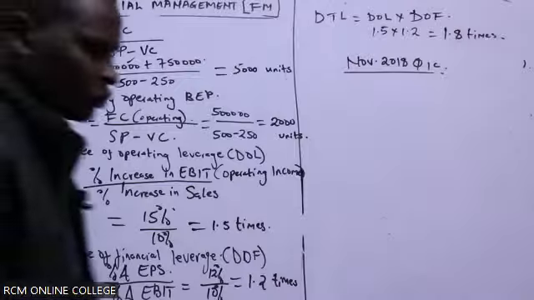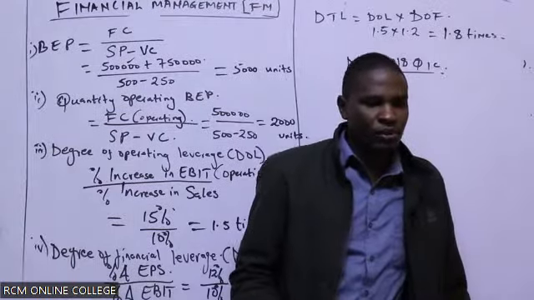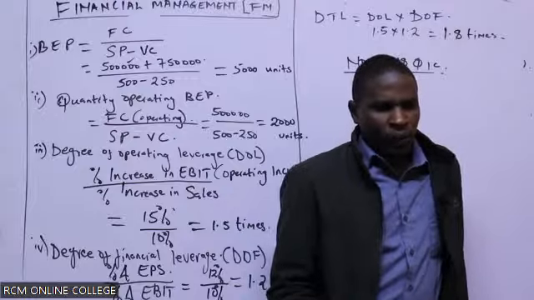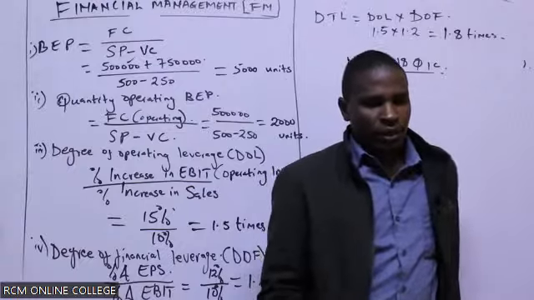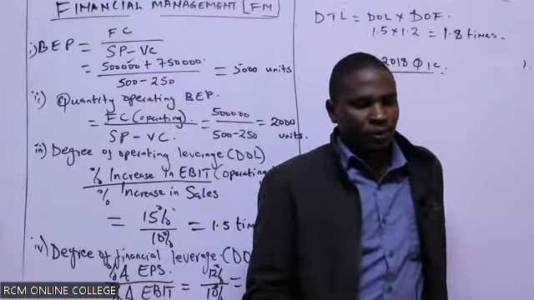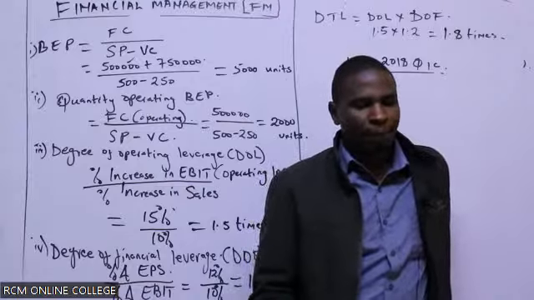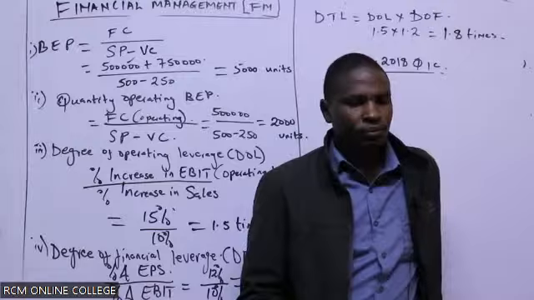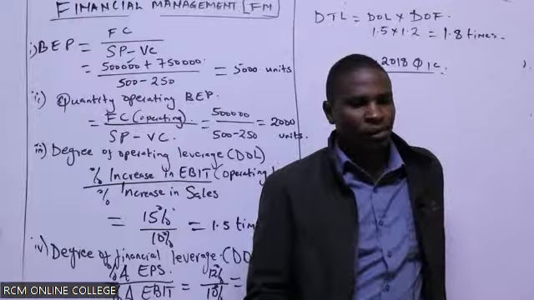So class, I would like us to complete this question. When calculating KP of redeemable preference share, which formula do we use? That's a question from Kihara.